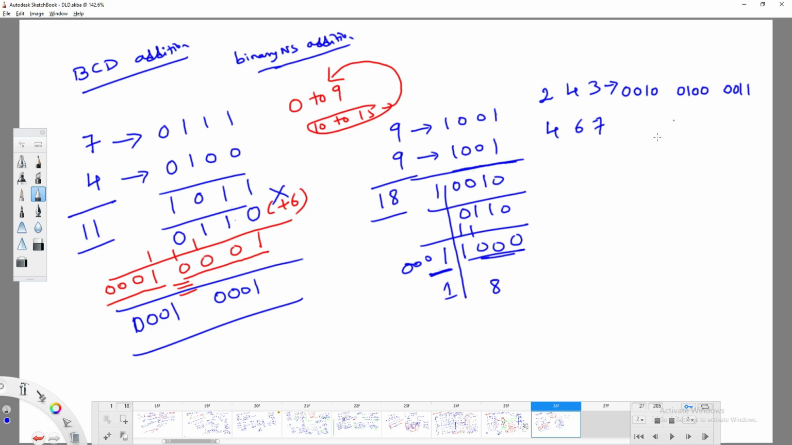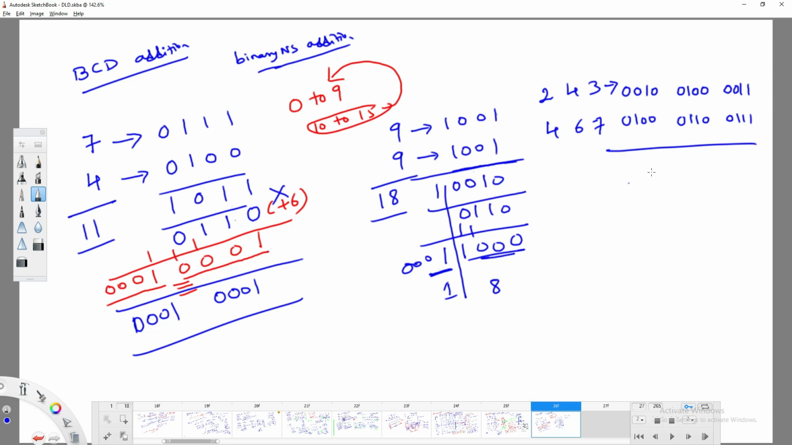Is it visible, right? Yes. 0011. Right? What about 4? 0100. Okay. This 4 is correct, right? 6 means 0110. 7 is 0111.